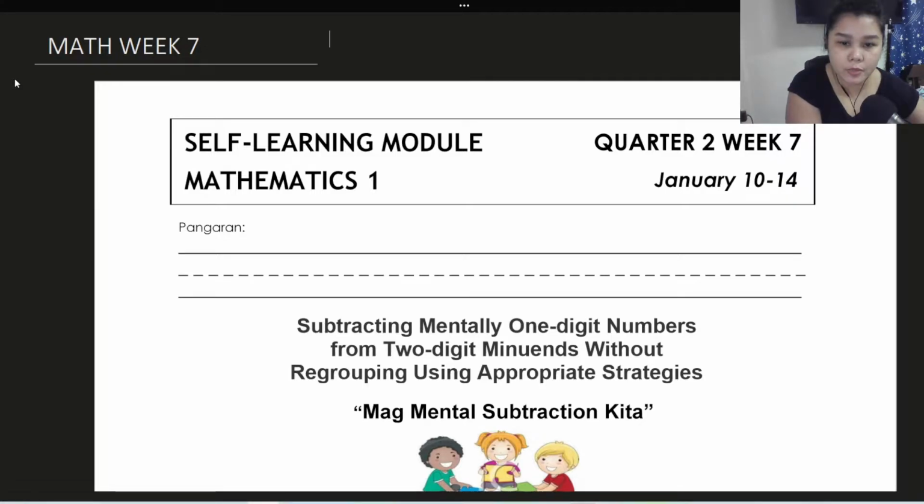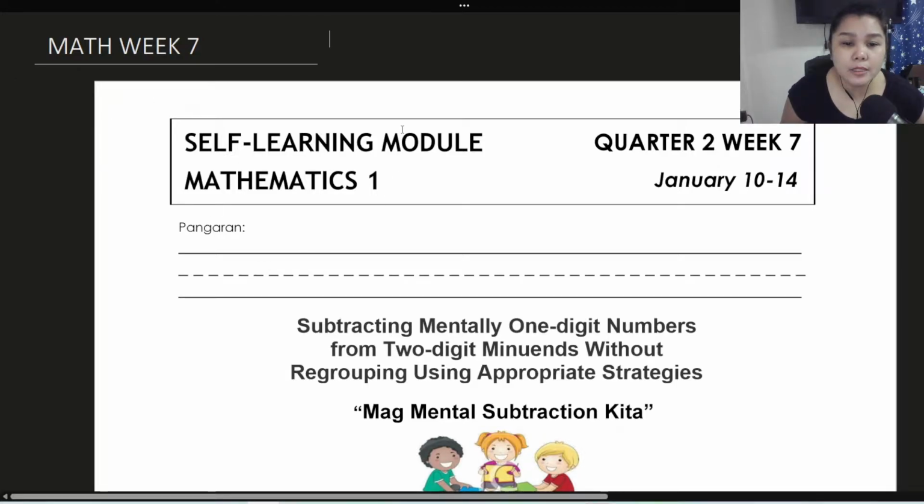So this week's module is about subtracting mentally one-digit numbers from two-digit minuends without regrouping using appropriate strategies. This is a technique in case you like it, you can use it. But if you have your own style that takes less time to think of an answer but still gives the correct answer, that's fine too.